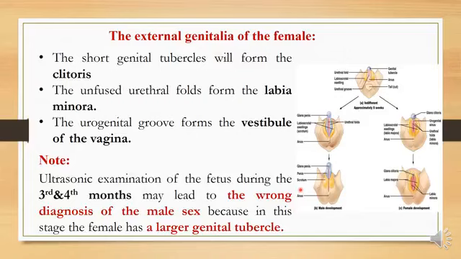Now the external genitalia of the female. The short genital tubercle will form the clitoris, the unfused urethral folds form the labia minora, and the urogenital groove forms the vestibule of the vagina. Ultrasonic examination of the fetus during the third and the fourth month may lead to wrong diagnosis of the male sex, because at this stage the female has a larger genital tubercle.